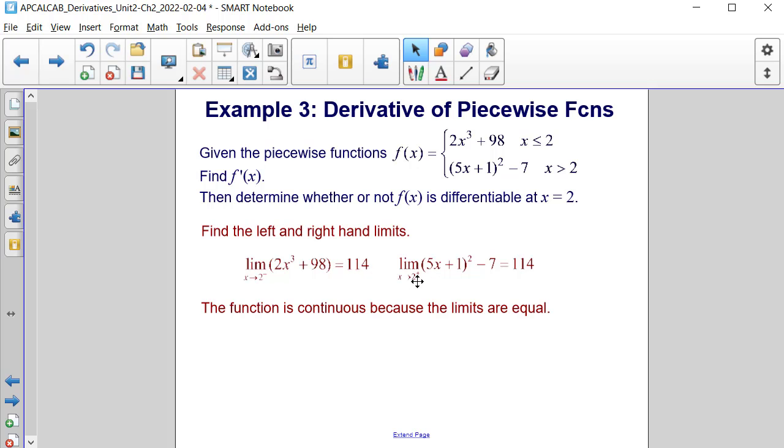And the limit as x approaches 2 from the right is going to be 5 times 2 plus 1, 11. Square that, 121 minus 7 gives us 114 again. So because both the left and right-handed limits are equal to one another, this function is continuous.